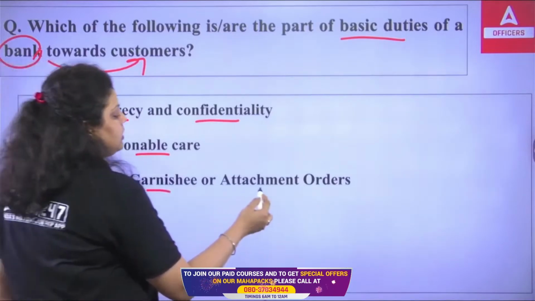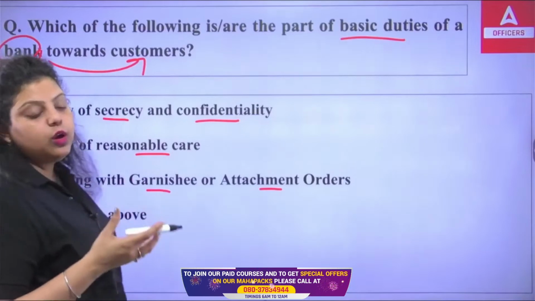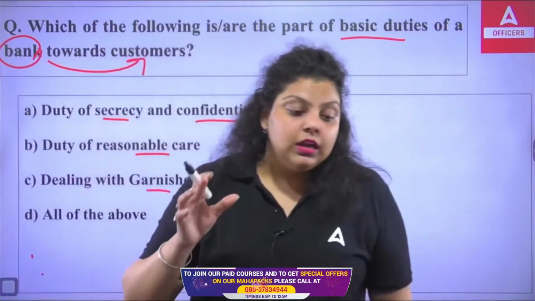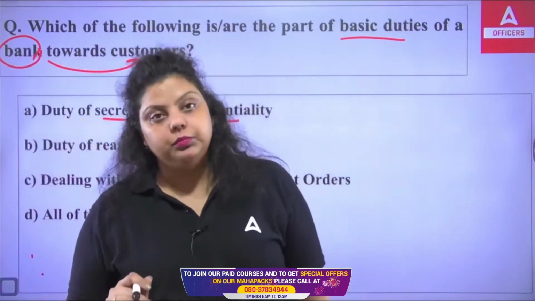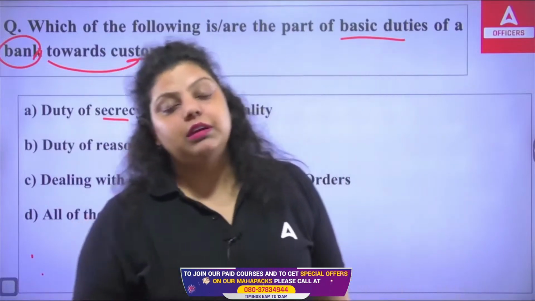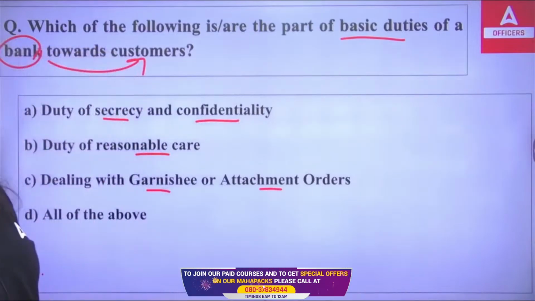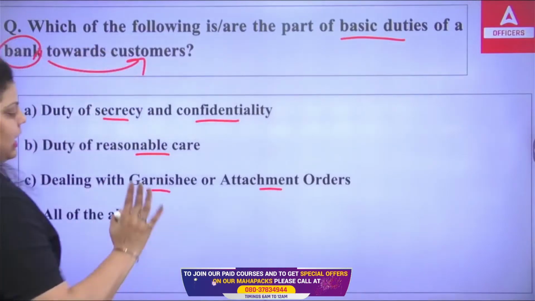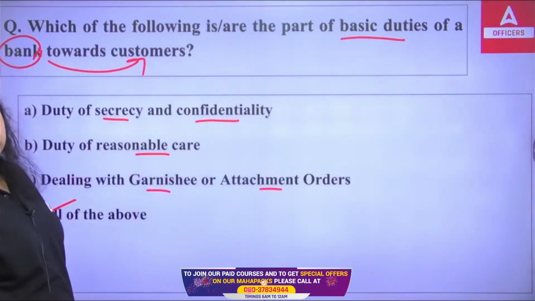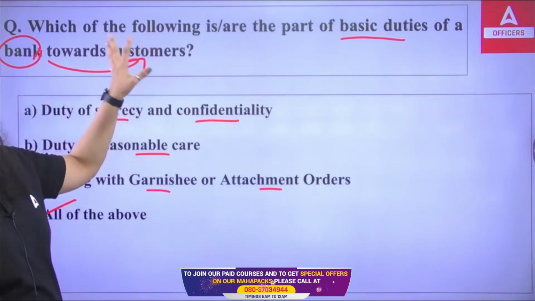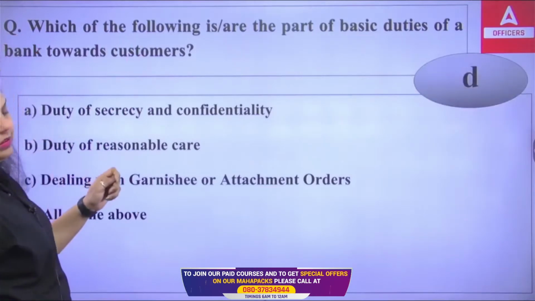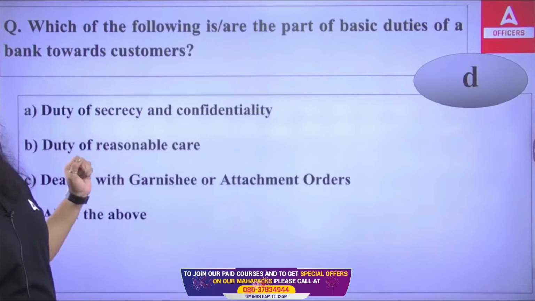Dealing with the garnish order or attachment order, this is also a duty of a bank. Following the garnish order, attachment order, this is the duty of a bank. Garnish order will be given by the court. Attachment order will be given by an authority like income tax officer, revenue officer, etc. But both have to be dealt with by the bank as per the order received. Okay, so all are the basic duties of a bank towards the customer that the bank has to complete. So the right answer is D, all of the above.